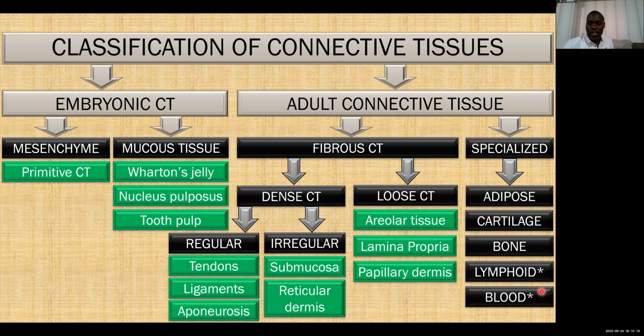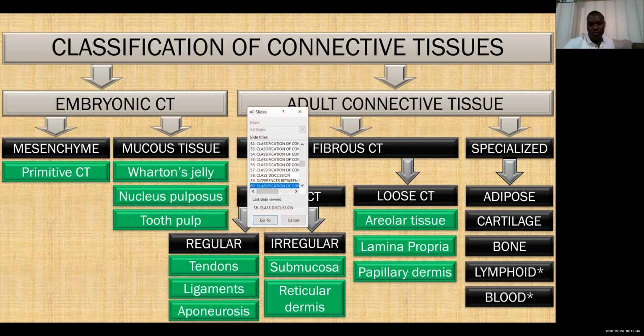Blood is also specialized connective tissue. Again, we'll have a whole lecture on blood tissue in physiology, so I don't want to talk about it here. Otherwise, these are still specialized connective tissues. So we are now done with the lecture.